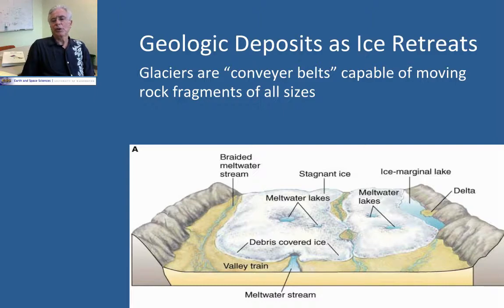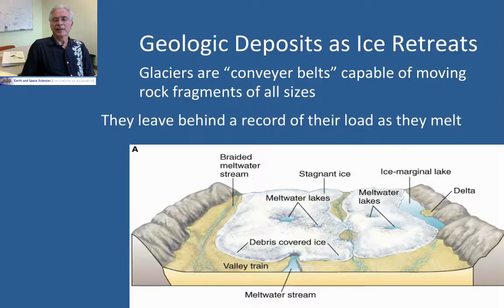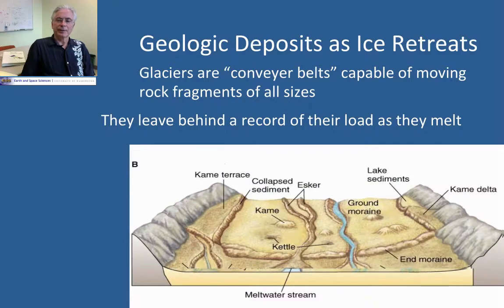So this picture shows stagnant ice as the water retreats. You see that there are marginal streams and lakes, and coming out of the mountains, deposition of material from mountain streams leaves behind deltas in the lakes at the edge of the ice sheet. There's debris on the ice sheet, and the ice leaves behind a pile at the very end where they've, in conveyor belt fashion, dropped it off in an end moraine. So as they retreat, they leave behind a record of the load as they melt.